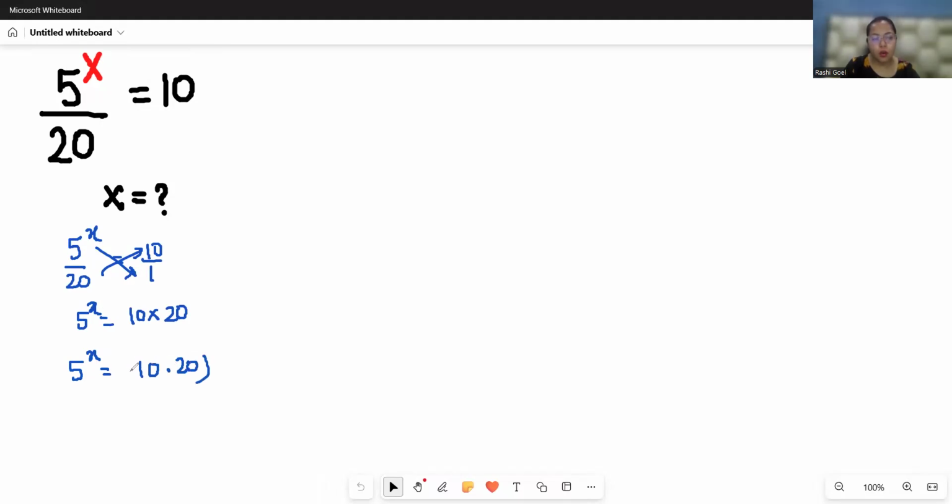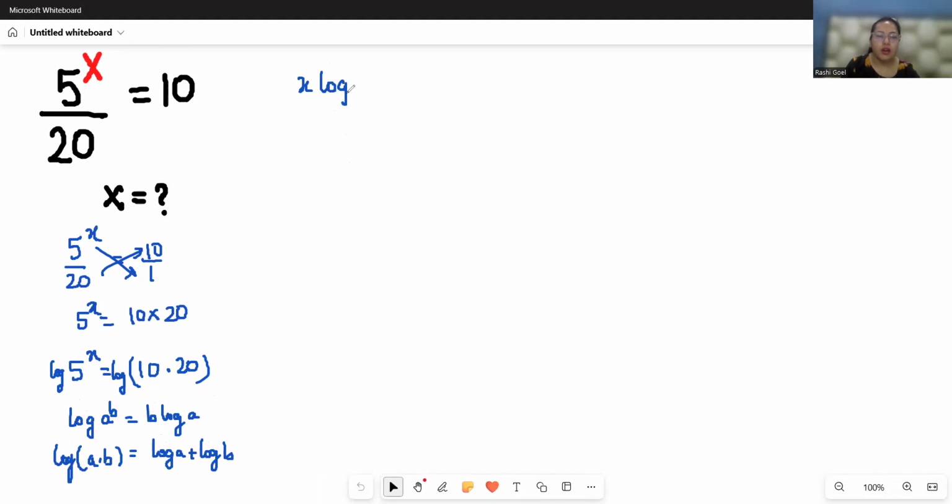If I take log on both sides, so it becomes, as per log rule, log a^b is b log a, and log (a times b) is log a plus log b. So it's x log 5 = log 10 + log 20.